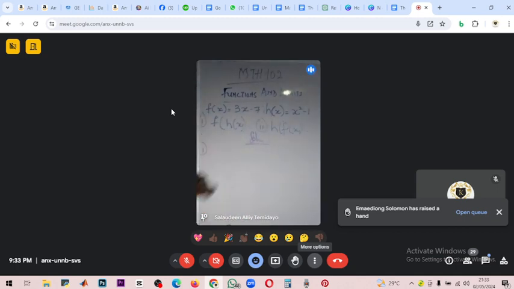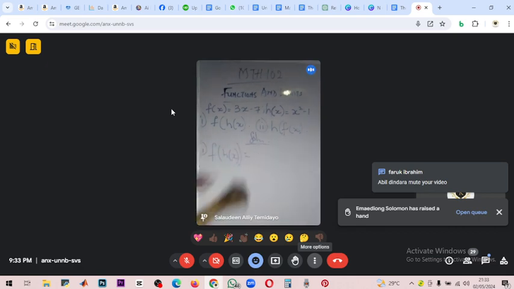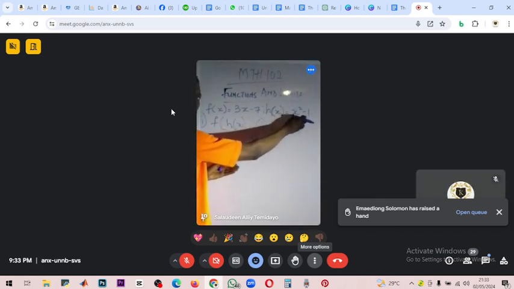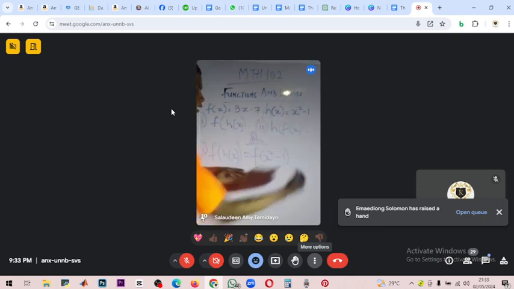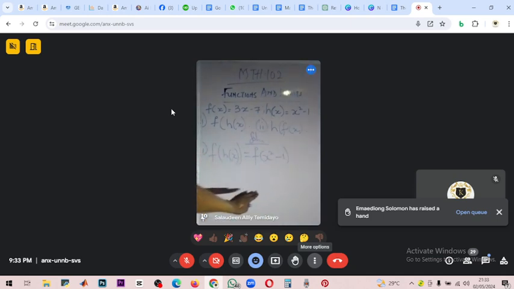f of h of x. Write the question out. Now you write it like a mathematician. What is h of x? x squared minus 1. Don't forget. x squared minus 1. So the f of x is here, right? So I'm now going to write f of h of x is what? x squared minus 1. This is what you are using to work.